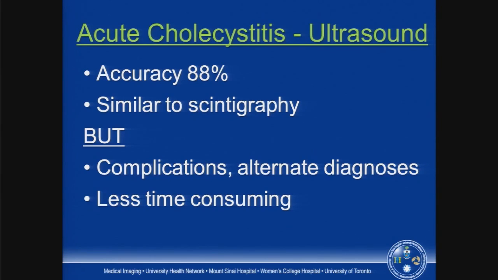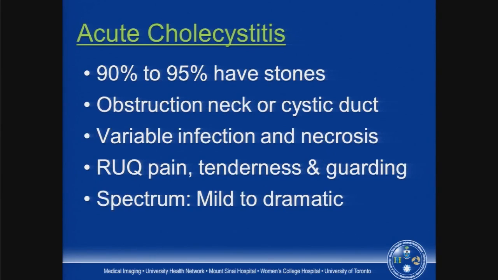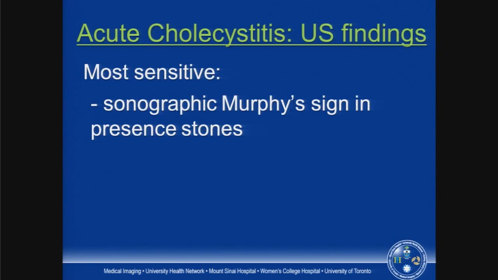It's also less time-consuming. The majority of patients with acute cholecystitis have gallstones, and the pathophysiology is calculus obstruction of the gallbladder neck and cystic duct, leading to gallbladder distension and then variable degrees of infection and necrosis, all the while the patient's developing right upper quadrant pain, tenderness and guarding, and the spectrum of presentation is quite large, from relatively mild symptoms to very dramatic findings.